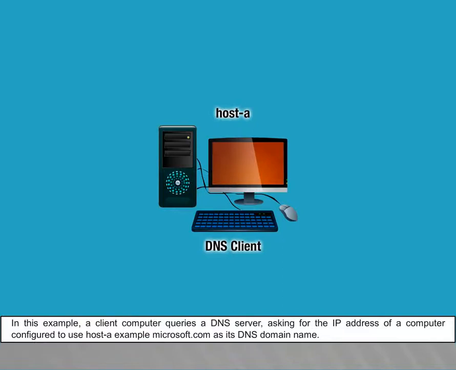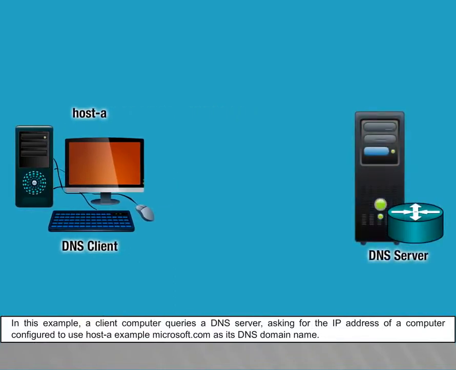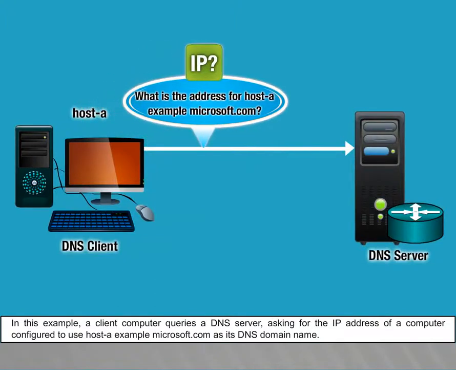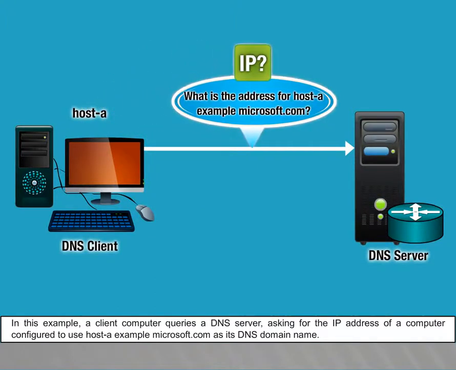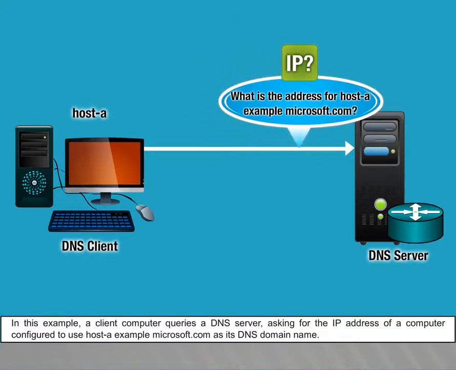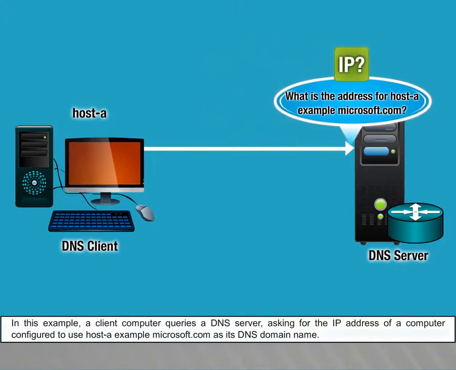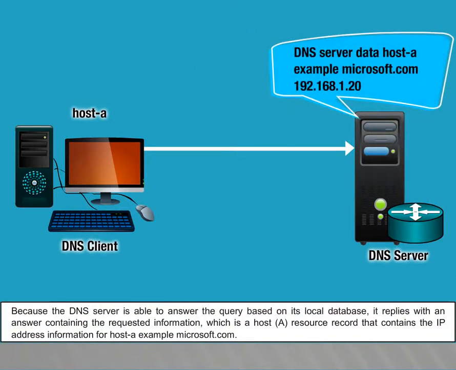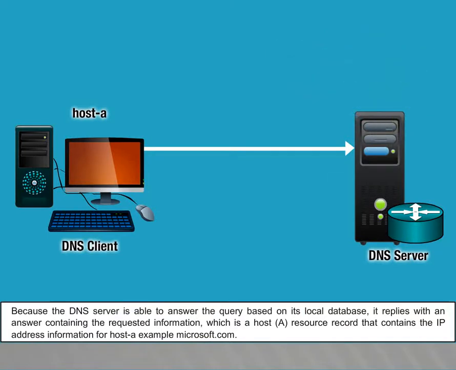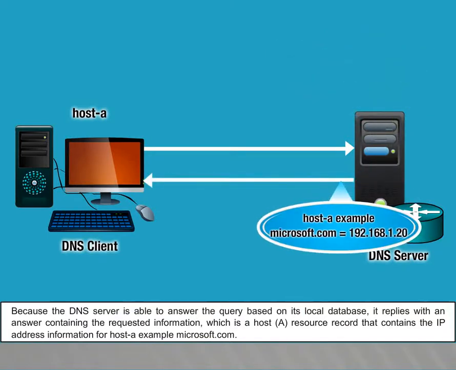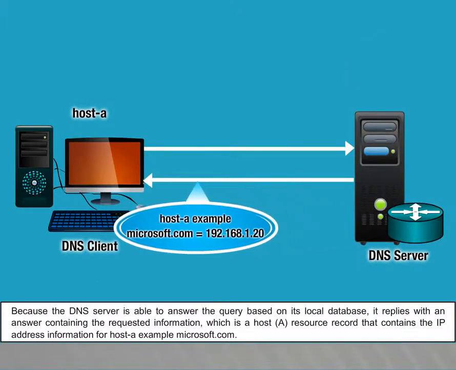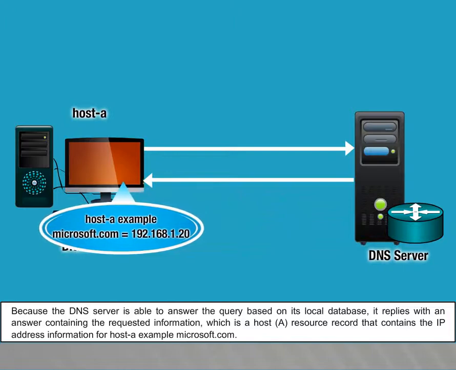In this example, a client computer queries a DNS server asking for the IP address of a computer configured to use host-a.example.microsoft.com as its DNS domain name. Because the DNS server is able to answer the query based on its local database, it replies with an answer containing the requested information, which is the host A resource record that contains the IP address information for host-a.example.microsoft.com.